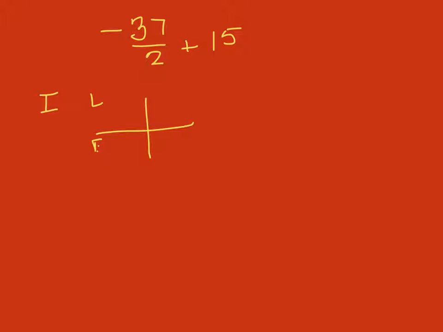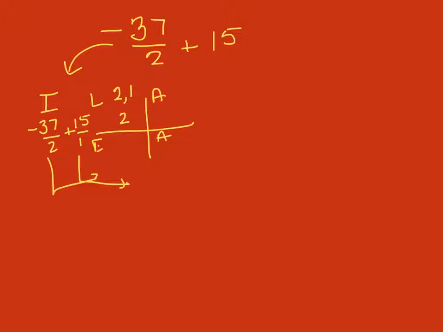I'm going to make my graphic organizer. I love eating apples and avocados every single time. Bring down my improper fractions. Got negative 37 over 2 plus 15 over 1. My least common multiple of 2 and 1, of course, is 2. I need to bring over both of my fractions. Negative 37 over 2 is going to stay the same because it's already over 2, plus some number over 2. 1 times 2 is 2, so I do 15 times 2 is 30.